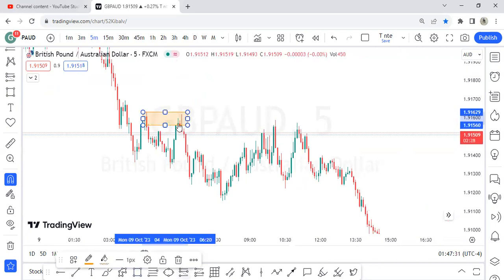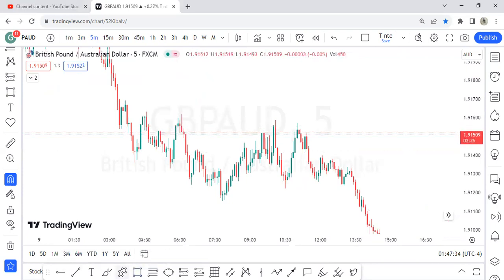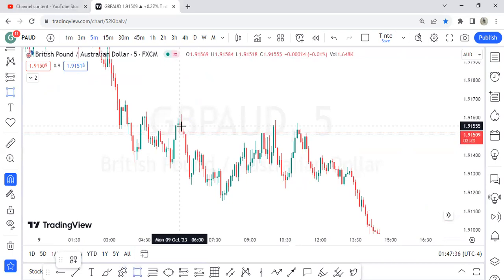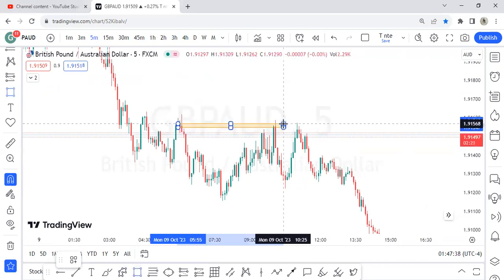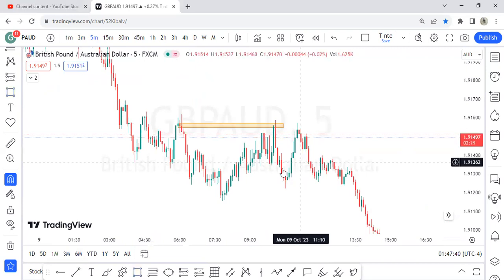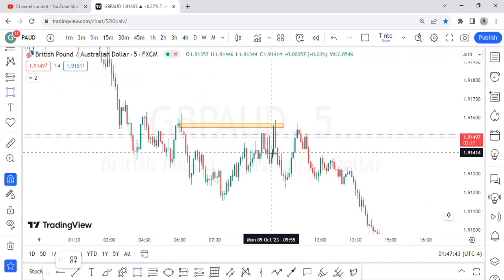Watch this, the same thing happened there. You can see this last candle is an order block. The market came back there, and you can see the market dropped from there. The same thing happened again. You can see another order block here, this is the last up candle. The market came back there and dropped.